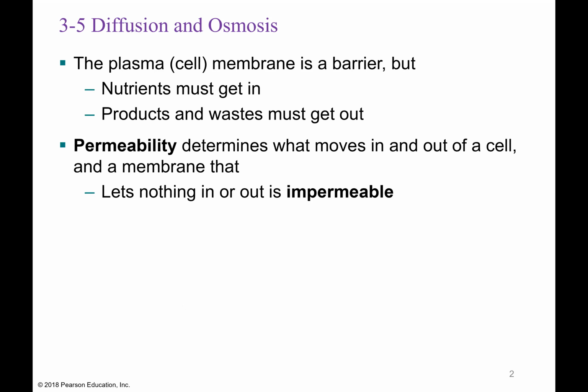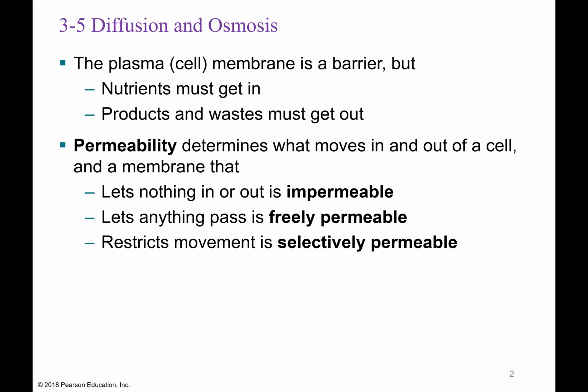And a membrane that is impermeable will not let anything in or out. But that is not the case with the cell membrane. A membrane is freely permeable if it lets anything pass through it. A selectively permeable membrane restricts the movement of certain substances in and out of the cell while allowing other substances to pass freely. So it's a combination of impermeable and freely permeable.